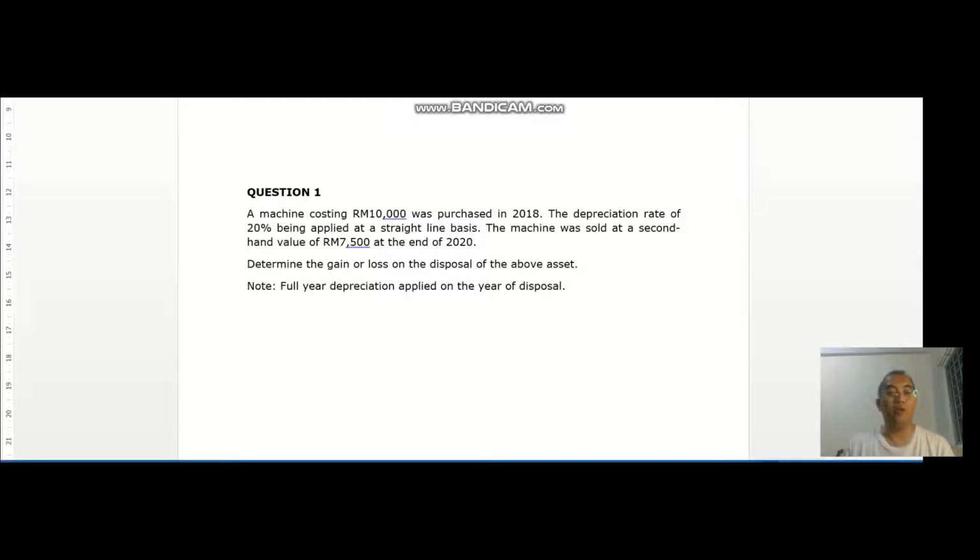Okay, we have a note here. Full year depreciation applied on the year of disposal. In this case, the disposal of the asset is being done in 2020. So, if full year depreciation is applied on the year of disposal, and the year of disposal is 2020, we need to calculate the depreciation as well in the year of 2020. Okay, let's go to Excel.